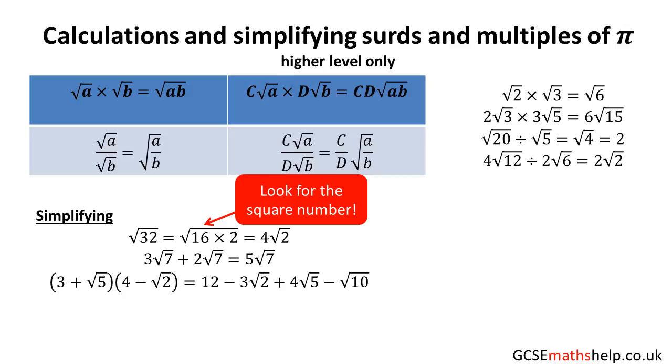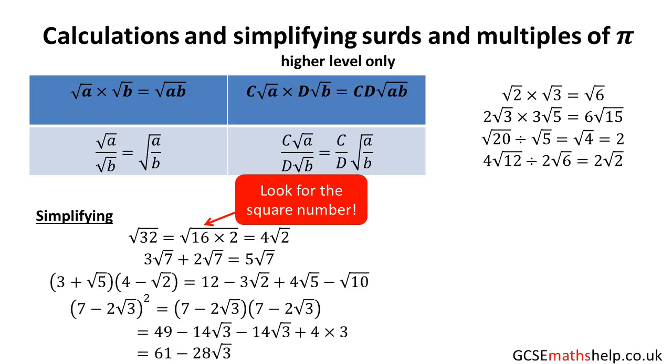When we've got double brackets, we need to expand the brackets first, and again this is an algebra topic so there will be more on this later. You do first, outside, inside, last, giving us this line here. And then here in this question we've got a bracket all squared, so remember to write both brackets times together because squaring means that thing times by itself. Then use your FOIL, first, outside, inside, last, to get this line here.